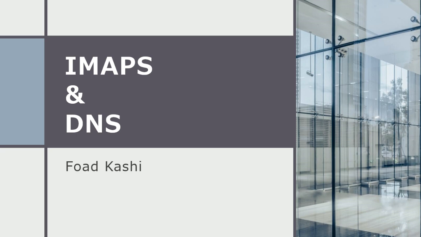IMAP acts as an intermediary between the server and the client. But on POP3, once downloaded, emails are deleted from the server unless otherwise configured. On IMAP, emails are not accessible offline, but on POP3, emails are accessible offline, but only on the devices they were downloaded on.